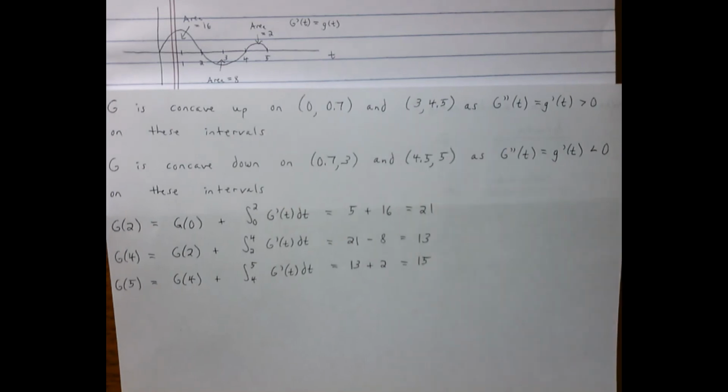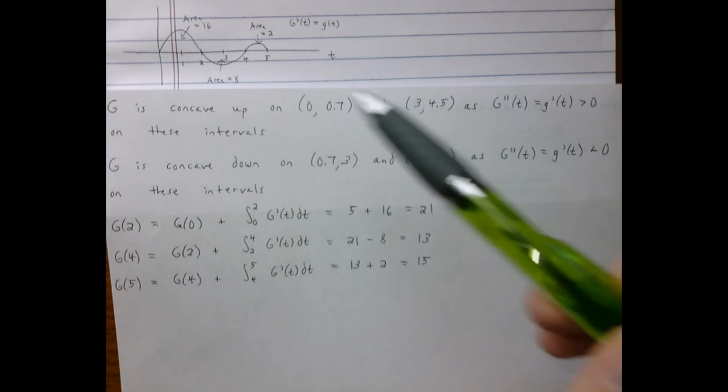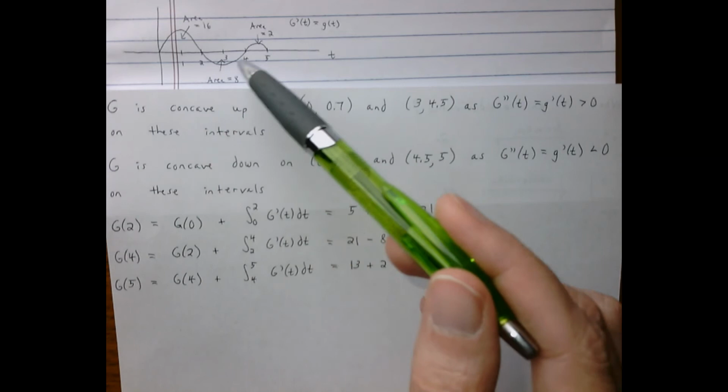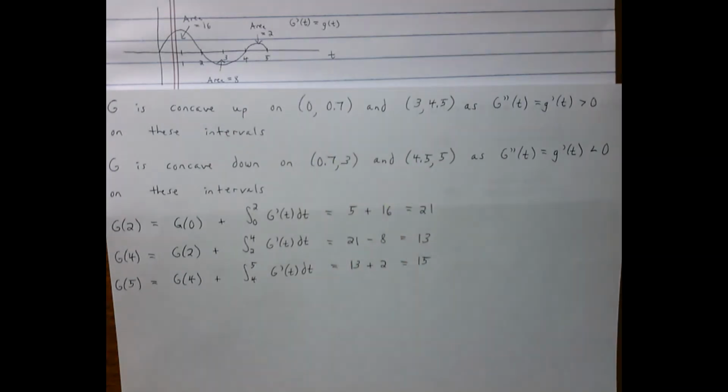And now to decide where big G is concave down, we need big G double prime to be negative. In other words, we need little g prime to be negative. So we're looking for places where little g is decreasing. And this happens on the interval roughly 0.7 to 3 and 4.5 to 5.